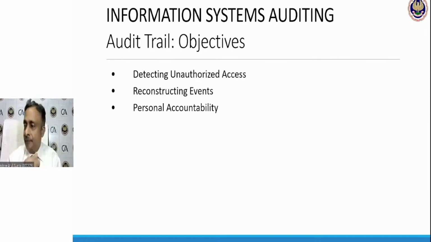All parameters of the flight, the height, temperature and fuel status, everything is also maintained in this flight data recorder. So whenever a crash happens, you search for the flight data recorder. The core purpose of searching the flight data recorder is point number 2, reconstructing events to see what went wrong. So an audit trail can be used for reconstructing events. And the last, important: personal accountability. Who did it? That can be found through an audit trail.